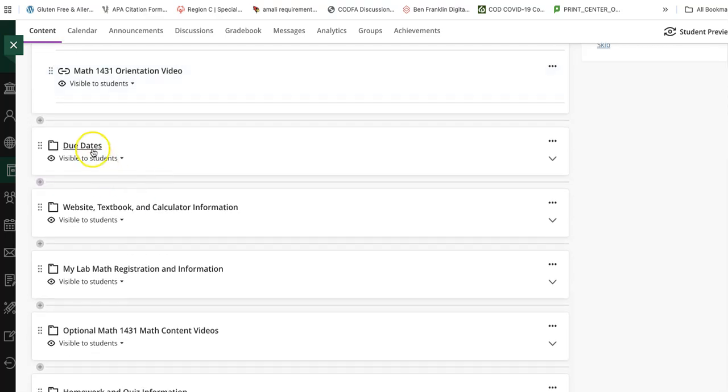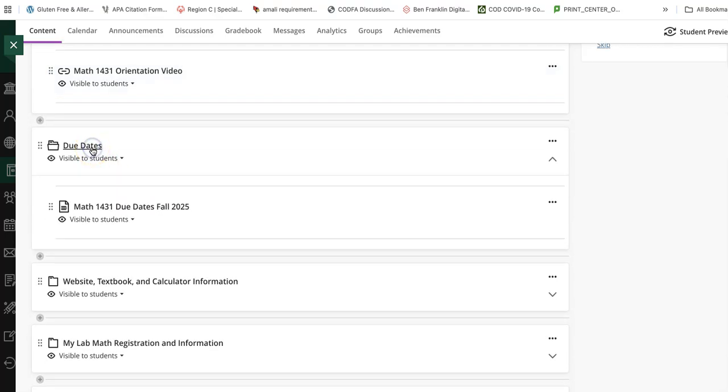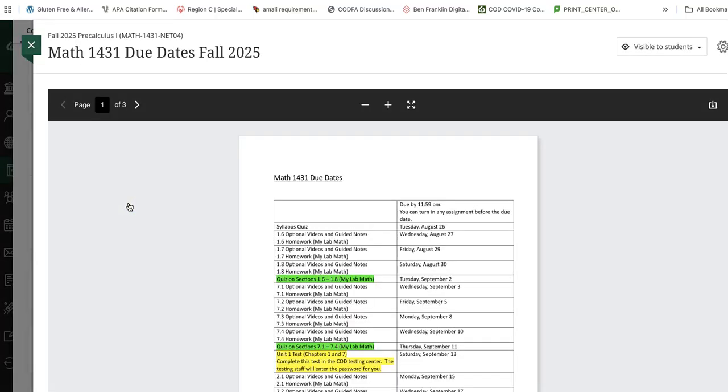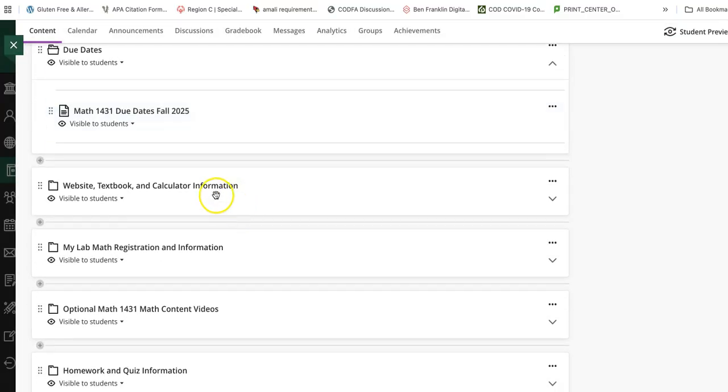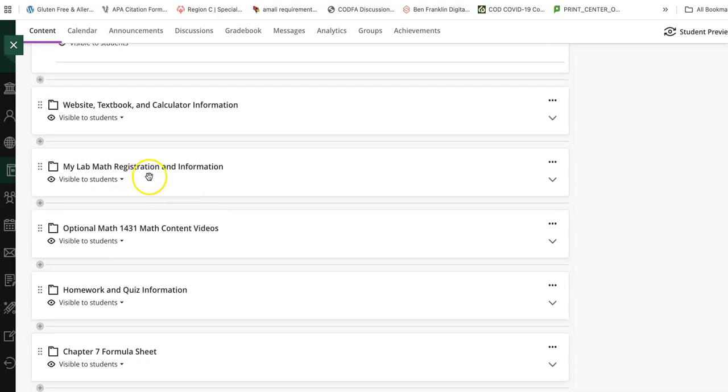The next piece of information you're going to find when you click on the due dates is a due date for every section that is going to be covered throughout the semester. I've highlighted the quizzes and the unit tests just to make them stand out for you. Our website, textbook, and calculator information is also repeated here and in your syllabus. Again, the printed textbook is optional because you can view the electronic book online through MyLab Math. When you click on the MyLab Math registration information, you'll see a PDF with step-by-step information on how to register on MyLab Math with the course code included.